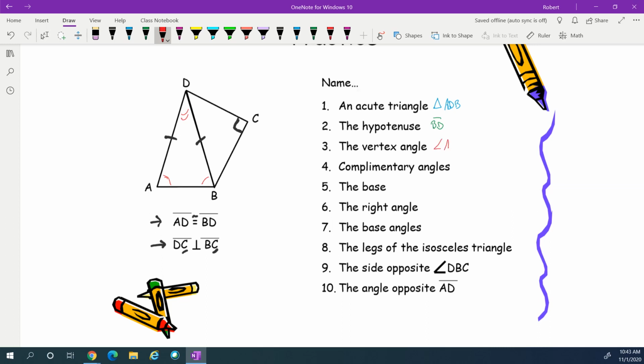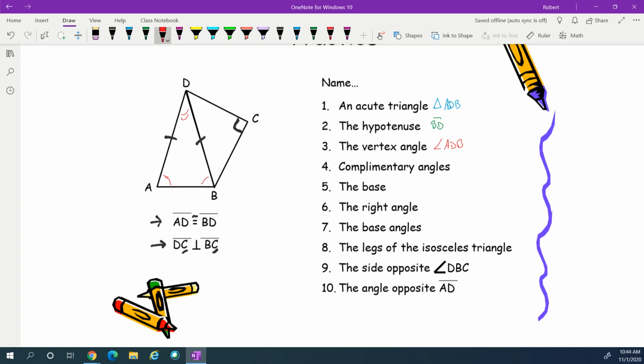Angle ADB. Notice the difference between number 1 and number 3. In number 1, we were asked to name the whole triangle. And in number 3, we're being asked to name just that angle. Even though it's the same letters in the same order, they mean completely different things. And of course, we could have reversed it and called it angle BDA.